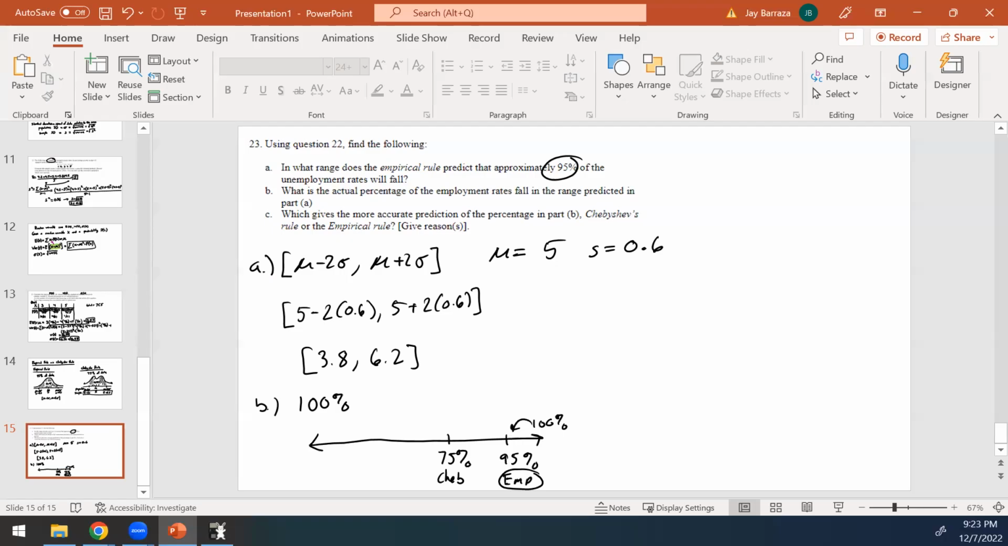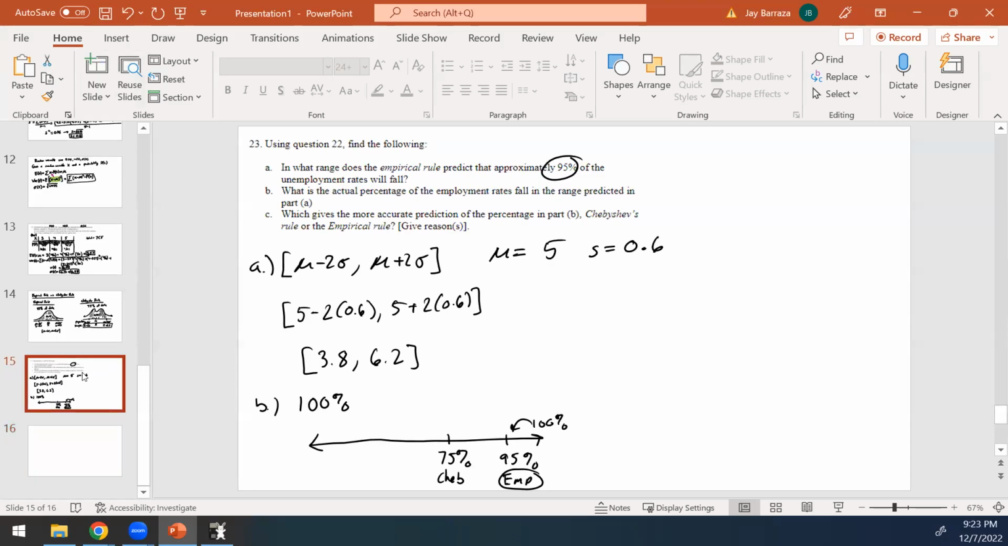Okay. Any questions on that? Solving them is pretty much the same thing. It's just that it's going to ask you which one gives you a more accurate prediction. If I said, what is the range for a 75% Chebyshev, it would be the same exact range, but it would only give you 75% of the data, whereas the empirical says I'll give you 95%.